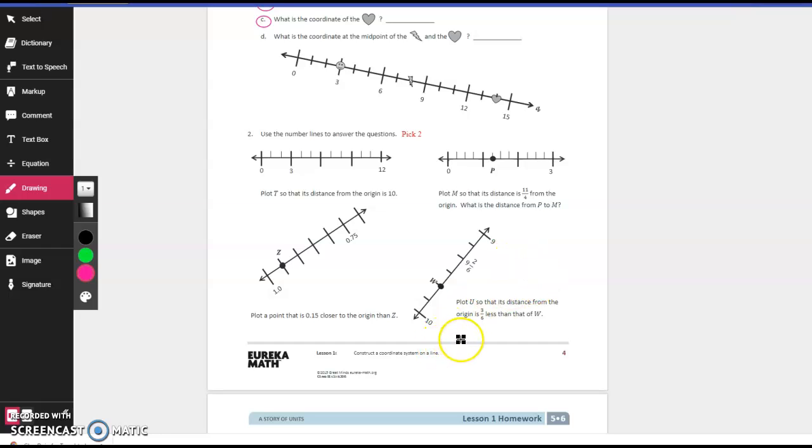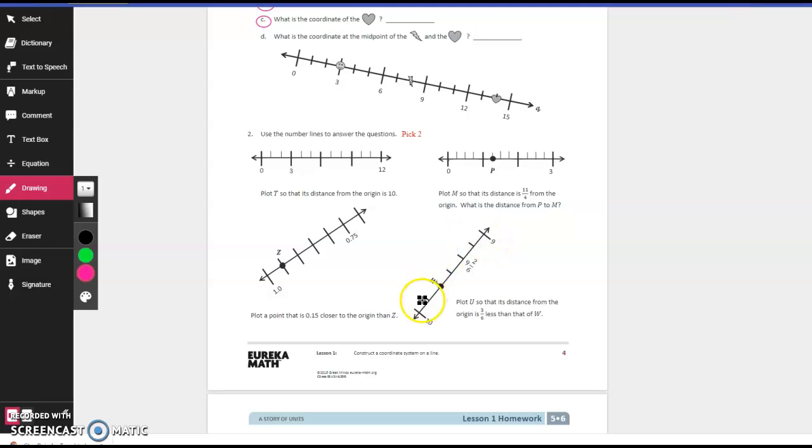This last one: point U so that its distance from the origin is 3/6 less than that of W. So here's W. Once again, you need to look, this one's really difficult. You need to look that each one of these lines is not a whole number. It's more like a mixed number. We're counting by fractional amounts.